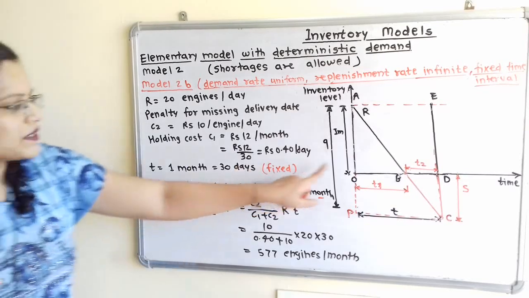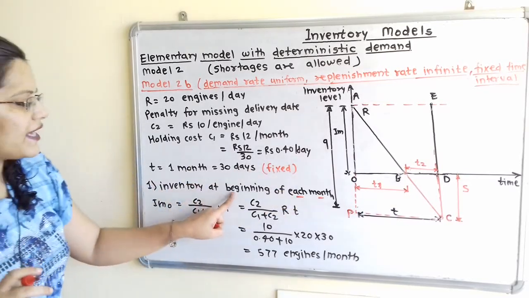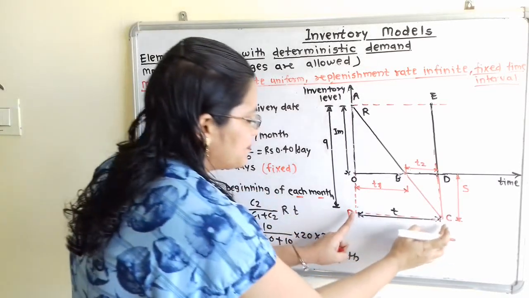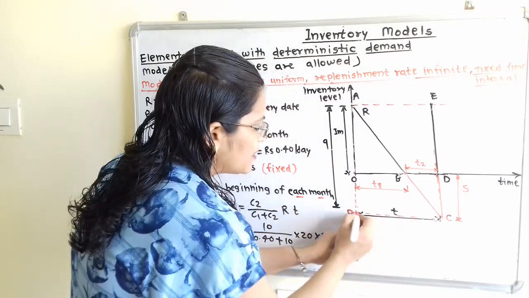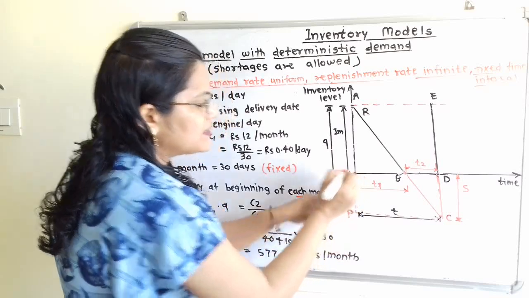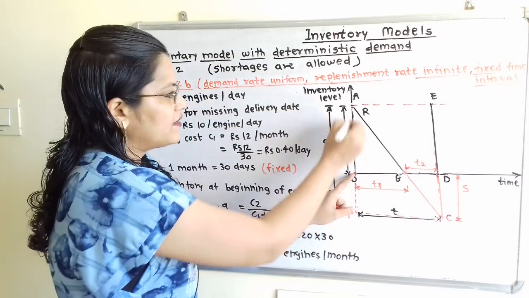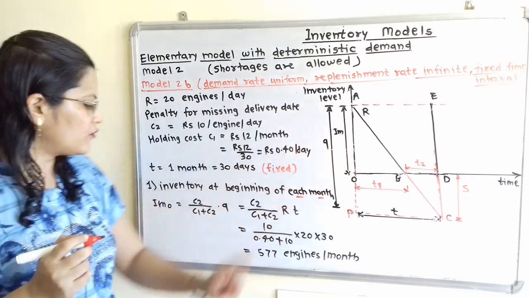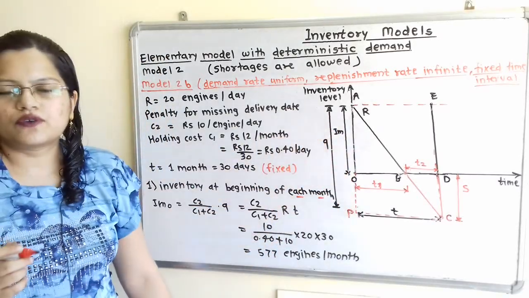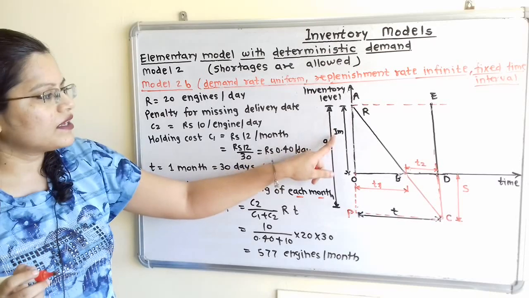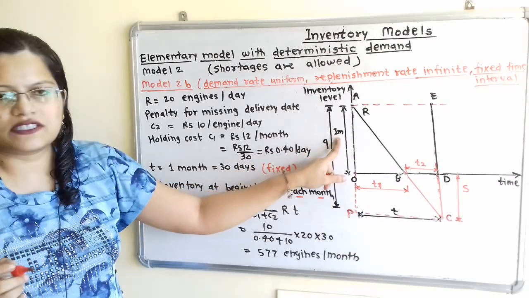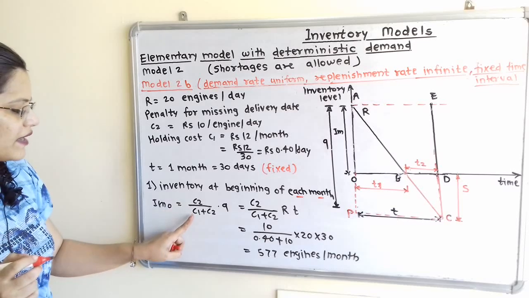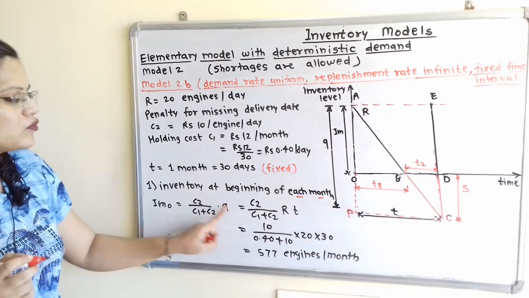So from this diagram, inventory at beginning of each month. T is the 1 month period and inventory at the beginning of T. So this is the initial point and inventory level at this point is nothing but Im. So we have to find out this Im. So we will find out the optimal inventory, maximum inventory size, that is IMO, which is equal to C2 divided by C1 plus C2 into Q.